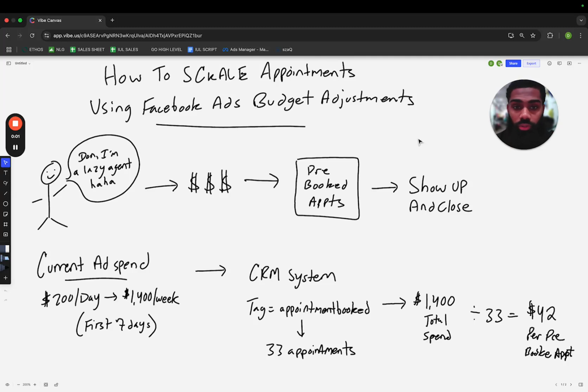If you currently use Facebook ads to generate insurance leads, then today I'm going to show you how you can use your Facebook ad budget to get more pre-booked appointments on your calendar, aka people who automatically book on your schedule and all you have to do is show up and sell what you sell, whatever type of insurance policy that is, whether that's term, whole life, IUL, annuity, etc. So let's talk about that.